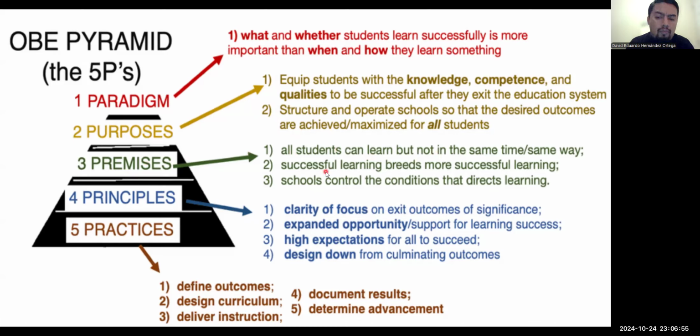And successful learning breeds more successful learning. The schools control the conditions that direct learning. And four principles. Remember, we have four: the clarity of focus on exit outcomes of significance, the expanded opportunity and support for learning success, the high expectations for all to succeed, and the design down from culminating outcomes.